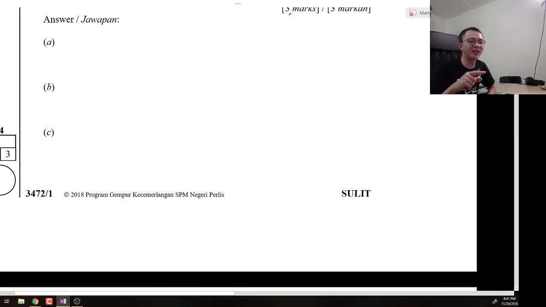Is minimum value and minimum point different? Yes. When they say minimum value, they only want the y coordinate. When they say minimum point, they want the x and y coordinates at the same time. They're two different things.